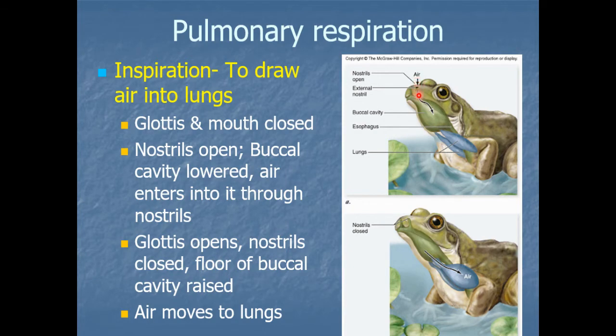So the air enters through the nostril, buccal cavity is lowered, air enters into the buccal cavity. Now the buccal cavity is filled with air. So now what happens? Glottis opens. So the air goes into the lungs. Now the lungs are filled with air. Buccal cavity is raised, so air goes into the lungs. So that is about inspiration, drawing air into the lungs.